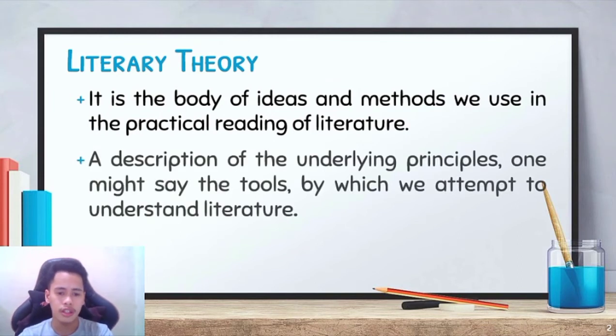Literary theory is a description of underlying principles, one might say tools, by which we attempt to understand literature. Additionally, it is literary theory that formulates the relationship between author and work. Literary theory develops the significance of race, class, and gender for literary study, both from the standpoint of biography of the author and the analysis of their thematic presence within text. Lastly, literary theory offers varying approaches for understanding the role of historical context in interpretation, as well as the relevance of linguistic and unconscious elements of a text.